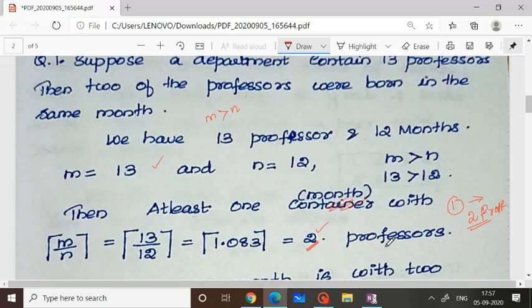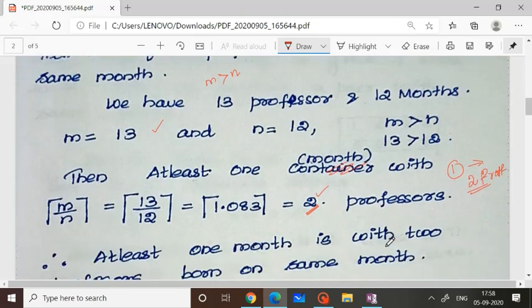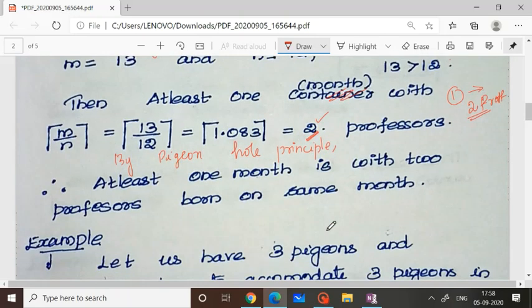So only 13 members are there. Each is born in one month, but one person is extra. So that person may be born in any one of the months. So we consider that 1 month has 2 professors. So therefore we say this is applied here by the pigeonhole principle. By the pigeonhole principle we can say that at least 1 month has 2 professors born on the same month.